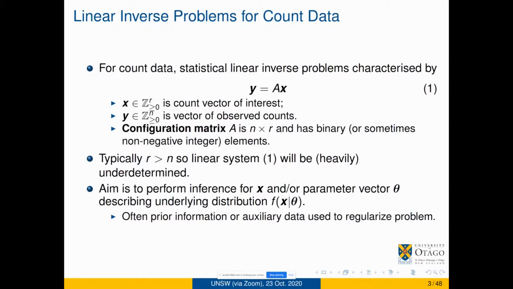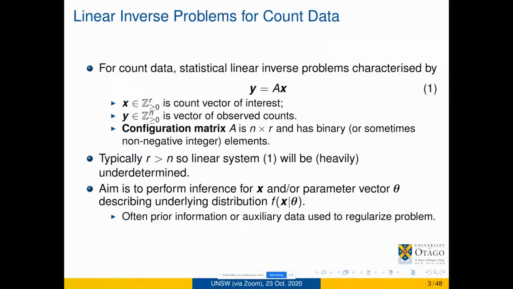So if you don't remember anything else from this talk, try to remember equation 1, y equals Ax. That's an important equation in the talk. x, as I said, is our variable of interest. But what I observe is a variable y. A little bit more notation: y is related to x through a matrix A, that's called the configuration matrix. That's going to be a binary matrix for all the problems that I'm looking at. And that matrix has dimension n by r.